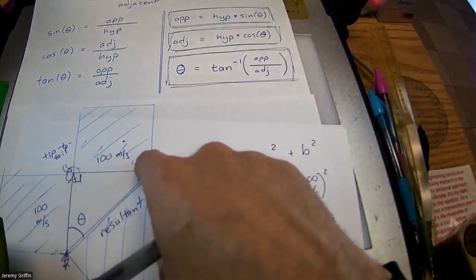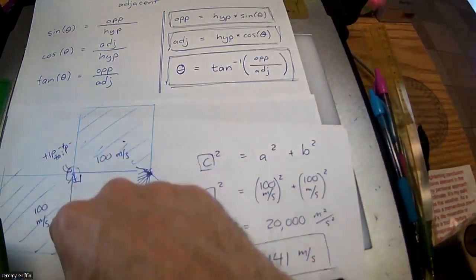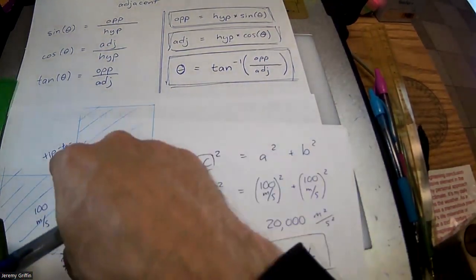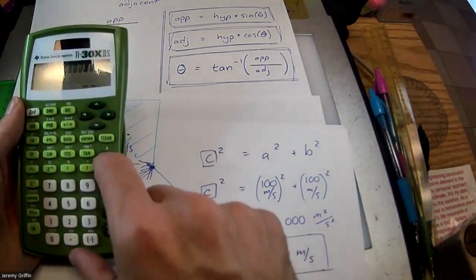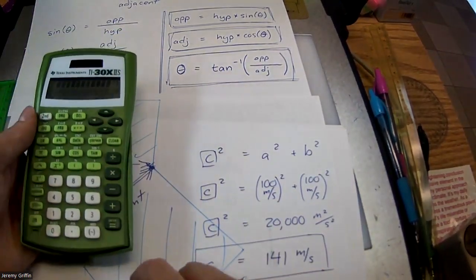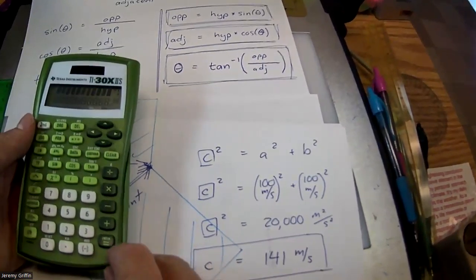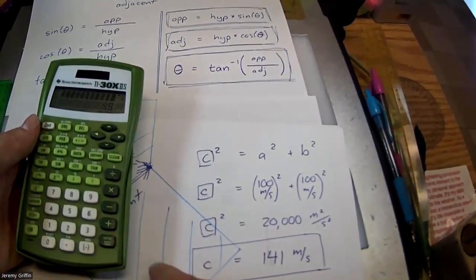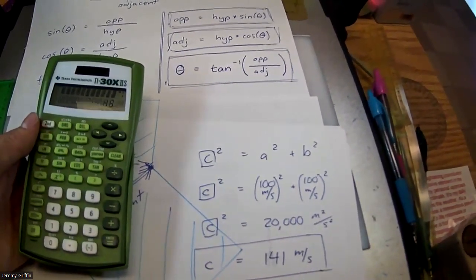So wouldn't that be 100 divided by 100? Do you guys see that? Here's opposite, here's adjacent. 100 over 100. Okay. Now, if this works, what number should it say on my screen? 45, and that's degrees, 45 degrees.